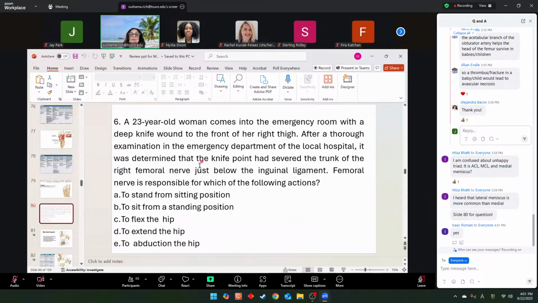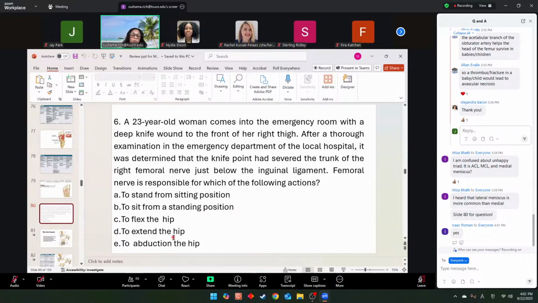This guy had a knife injury just below the inguinal ligament. So anything below the inguinal ligament that the femoral nerve is supplying, which is the anterior compartment muscles, is going to be affected. To sit from a standing position, of course, you're flexing your knee, that's going to be hamstrings. Are the hamstrings working when you're standing from a sitting position? Sure. But the primary function is quads. The others do not apply here.